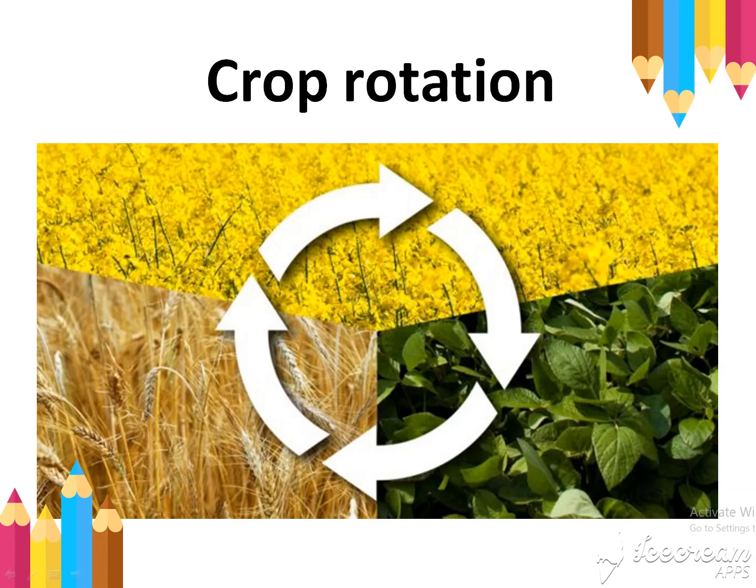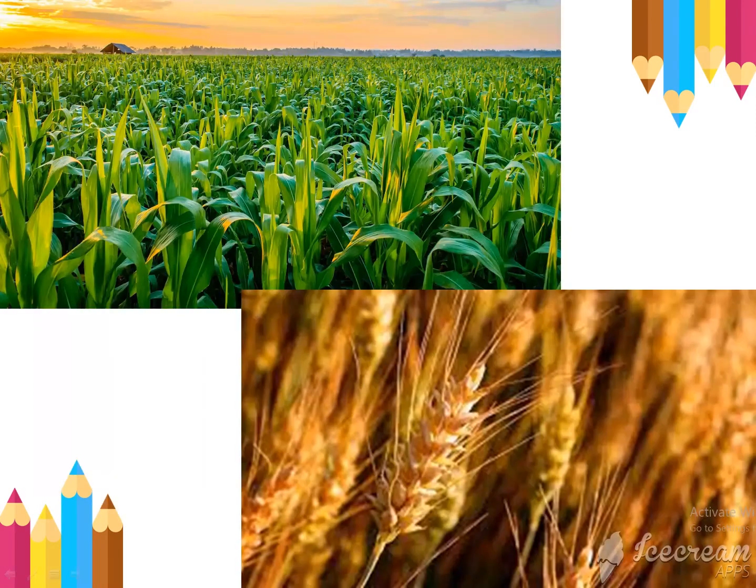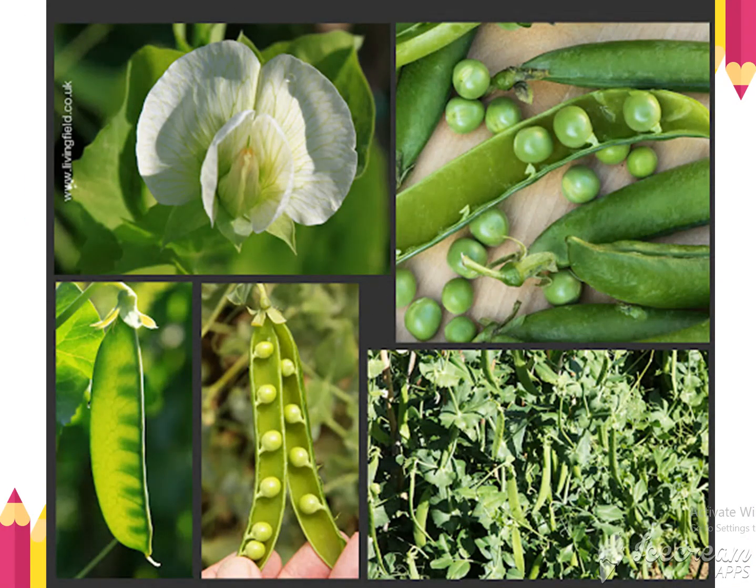So here, crops such as wheat and paddy use up a lot of nitrogen from the soil. This will be compensated by the leguminous plants such as peas, soya bean or green peas, if sown after the wheat or paddy.